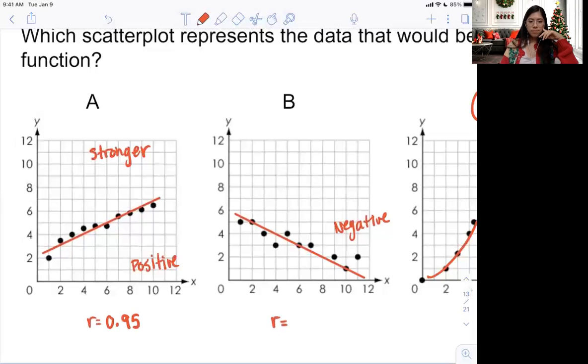Probably I think like 0.60. I don't know. 0.60 is actually too far out. I wouldn't say this one's weak. It's still pretty strong. So like 0.81, maybe, yeah. But it's going to be negative because it's negative.